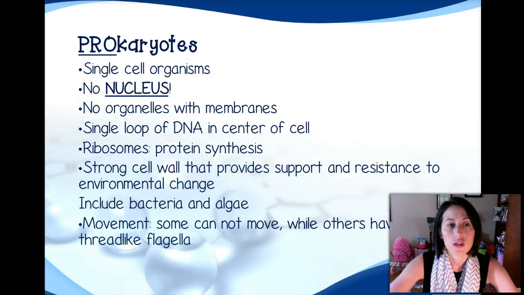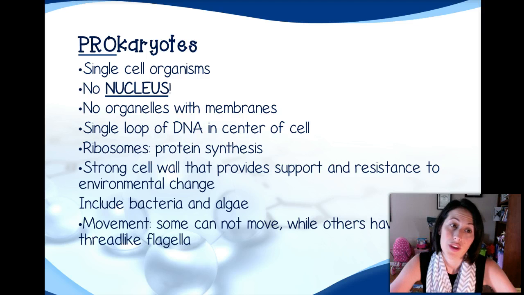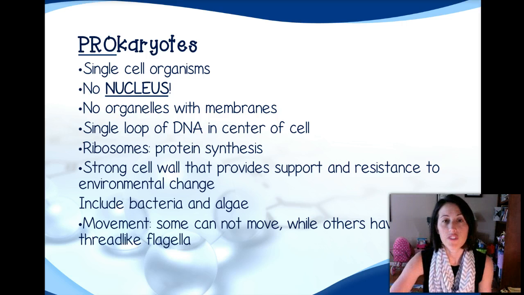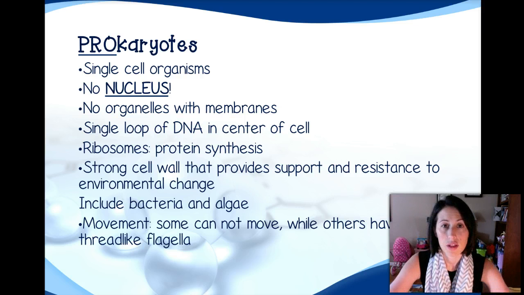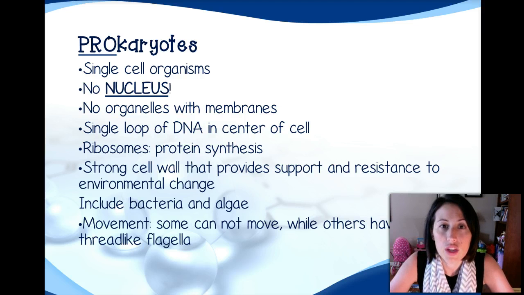Okay, so let's start off talking about prokaryotes. Pro means before, okay? So we're talking about some of the very first original cells. These cells do not have a nucleus. So pro means no. Think of it that way. Pro, no. Prokaryotes, no nucleus. They are single-celled organisms. They're very, very simple, which means they don't have a lot of stuff going on inside of the cell. No nucleus. They do not have a nucleus.